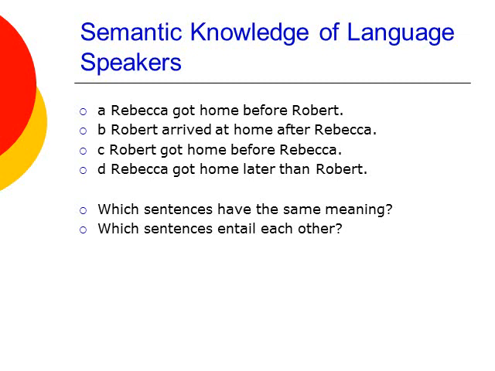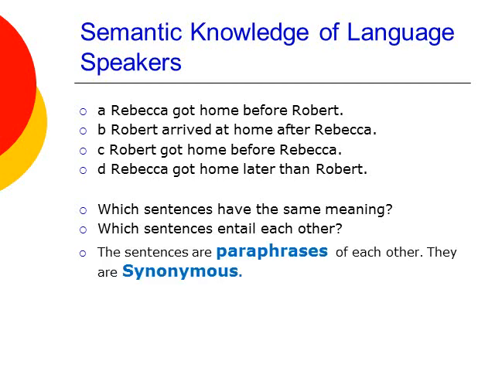Rebecca got home before Robert entails that Robert arrived at home after Rebecca. Again, in the second couple of sentences, Robert got home before Rebecca entails that Rebecca got home later than Robert. So these sentences are actually synonymous. They are also paraphrases of each other and they entail each other.